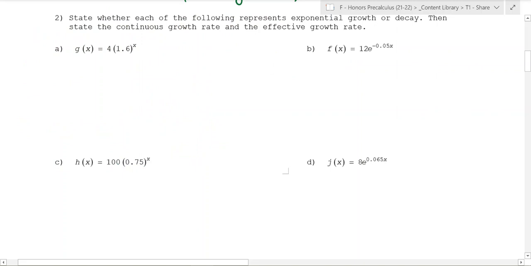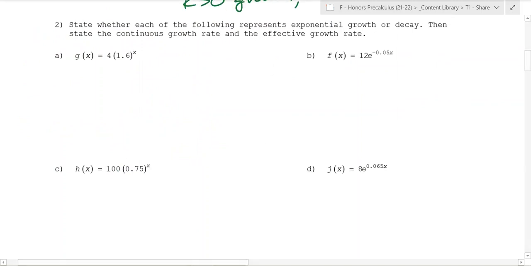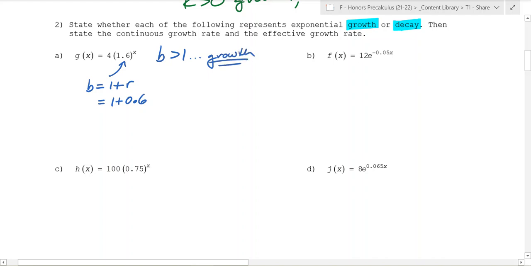So with these questions, it's stating, state whether each of the following represents exponential growth or decay. So that's key, growth or decay. Then state the continuous growth rate and the effective growth rate. Let's see what those are by calculating them. So this one fits the first form, and that's right there. That's the b value. Remember, b is 1 plus r. So in this case, it's 1 plus 0.6. But it also tells us that when b is greater than 1, it's going to be growth. So we know that this is growing.